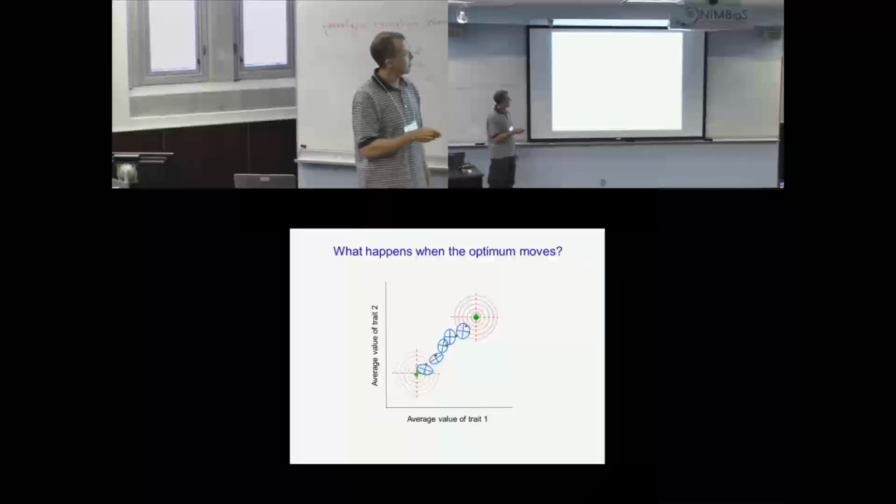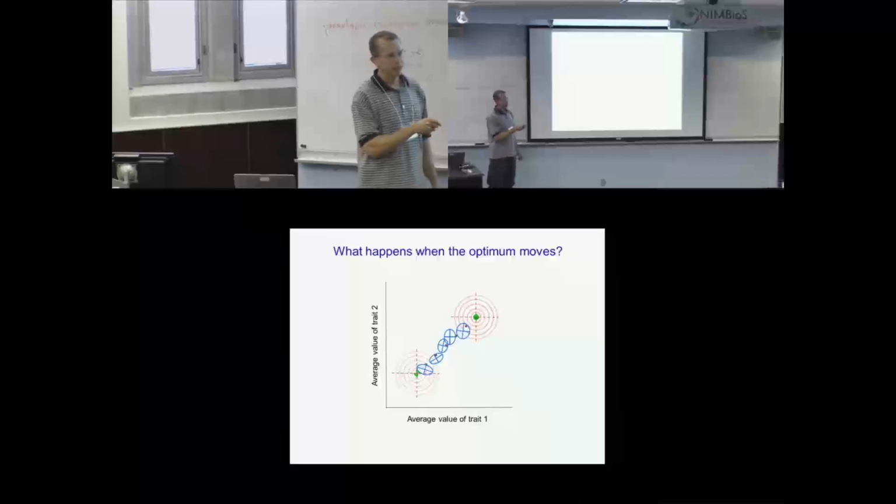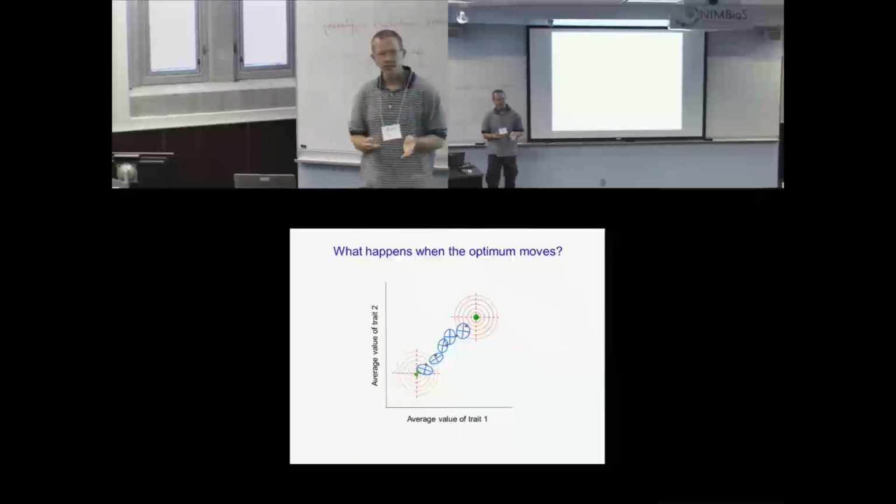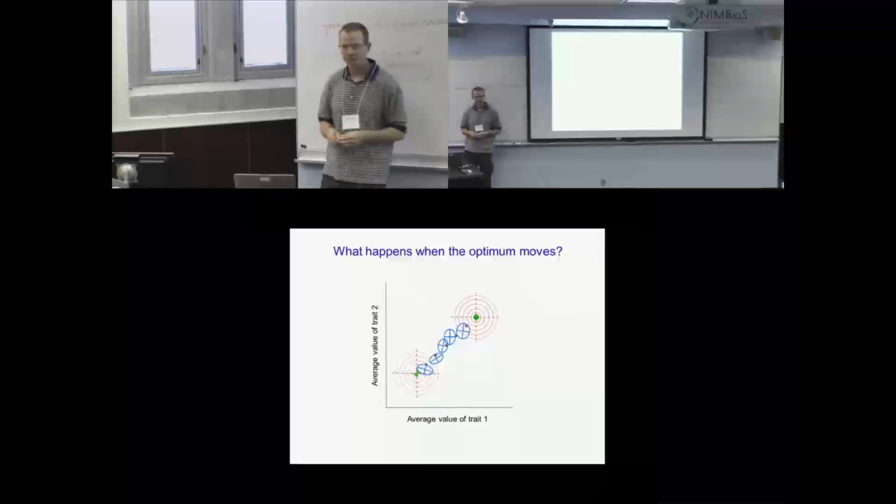But anyway, let's ask the question: what happens if we just have the optimum move gradually over time through phenotypic space? Well, then the population is going to evolve to track that optimum, right? Because selection is going to cause the population mean to follow the optimum. What happens to the G matrix? That's the question.